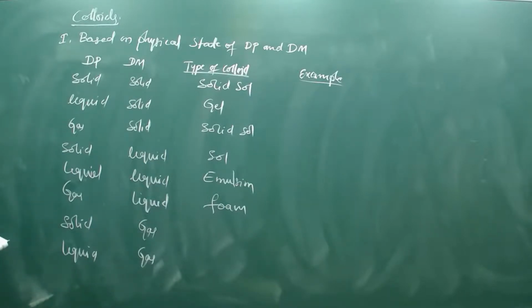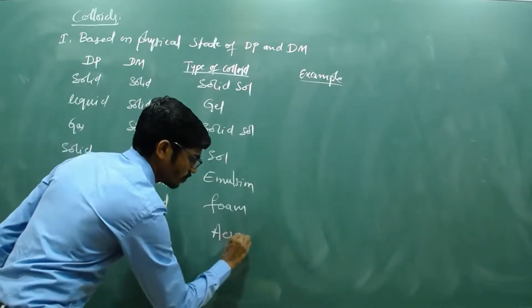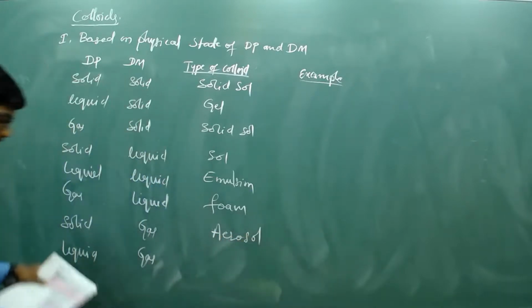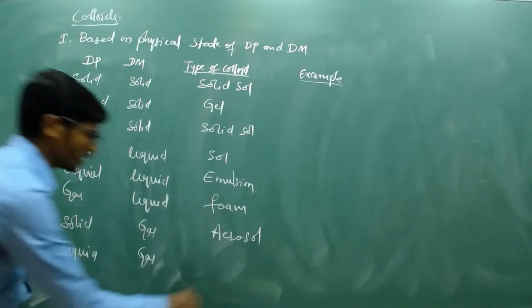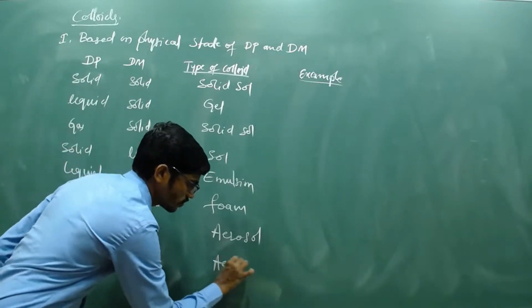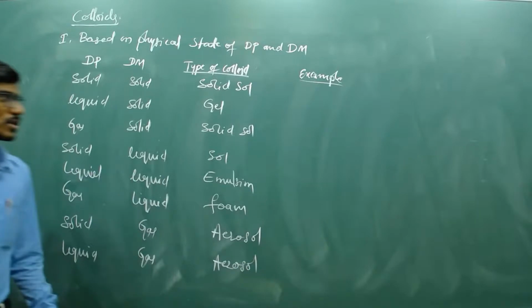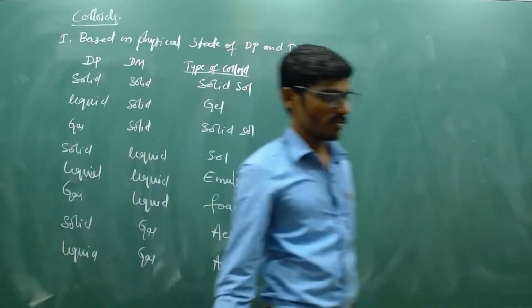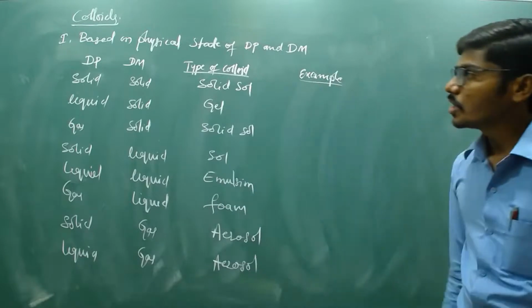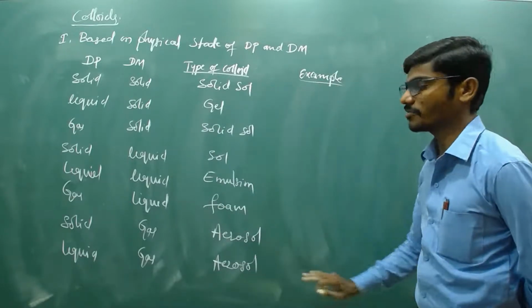Solid in gas, aerosol. Next, the last, liquid in gas. Liquid in gas is also known as aerosol. Solid in gas and liquid in gas are also aerosol. These are the 8 types of colloids. So we can give some examples of each type.